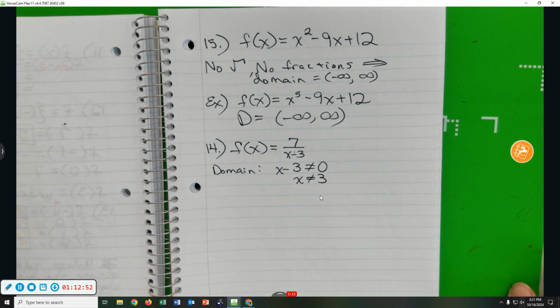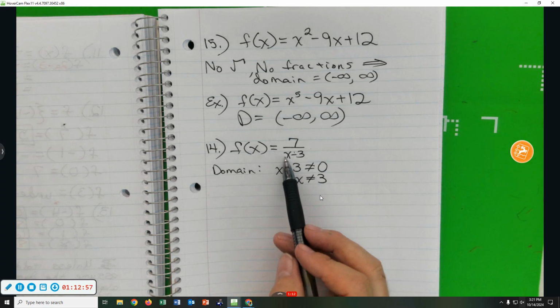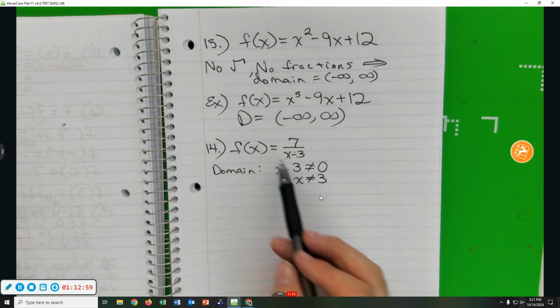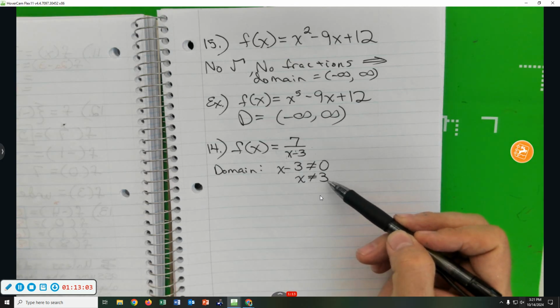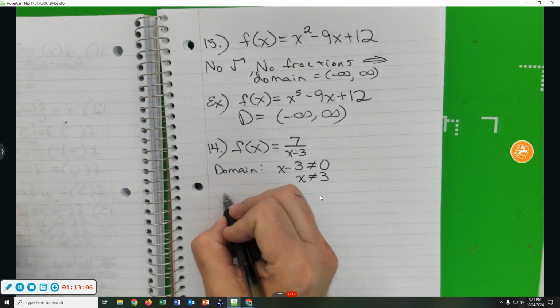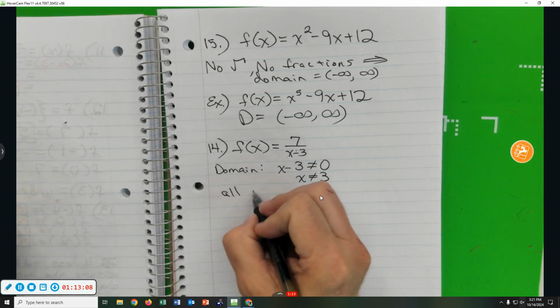Well, what can it equal? It can equal anything other than 3. You can plug in 50 million for x if you wanted to. You can plug in pi for x. The only number you can't use is 3. I prefer to write out the domain in words. All real numbers.